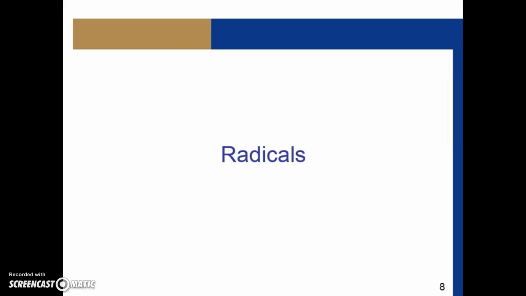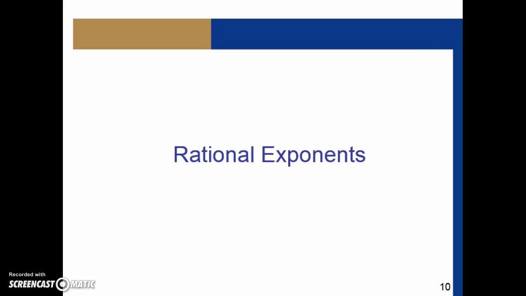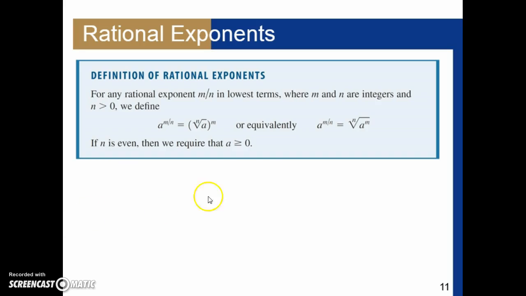The beauty part about radicals is radicals can be done by changing them into exponents. If we have the nth root of the real number a, that can be rewritten as a to the 1 over n power. So all we really need is exponential rules. We don't really need properties of nth roots because we can change all of those to exponentials and we can use our exponential rules. So rational exponents, that's what we've been talking about.